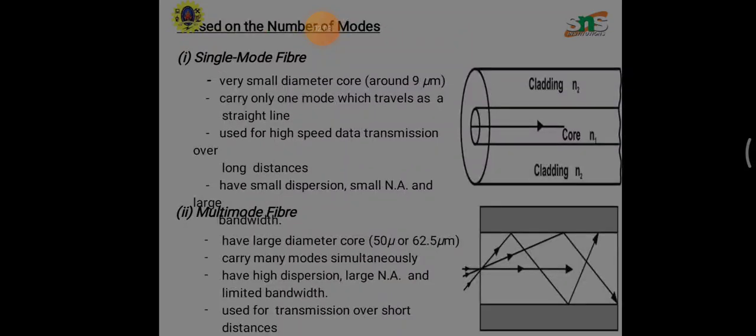And based on the number of modes: the mode is the one which describes the nature of propagation of electromagnetic waves in a waveguide. Based on the modes of propagation, the fibers are classified into two types: single mode fiber and multi-mode fiber. So, single mode.